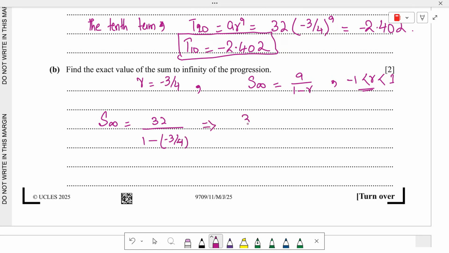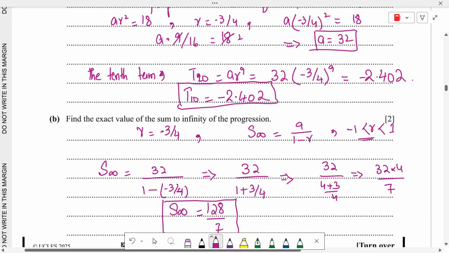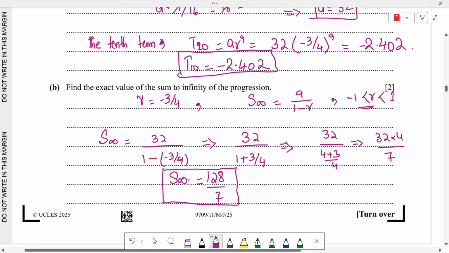Further solving, we have 32 over 1 plus 3 over 4. Taking LCM in the denominator, we have 32 over 4 plus 3 over 4, which is equal to 32 times 4 over 7. Further solving, the sum to infinity is 128 over 7. So we have calculated the required sum to infinity value.